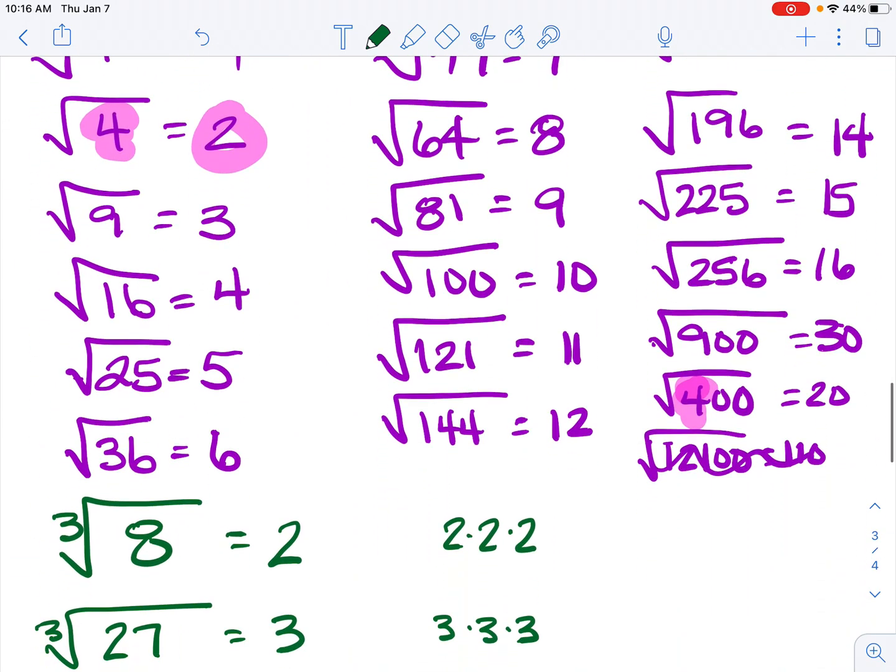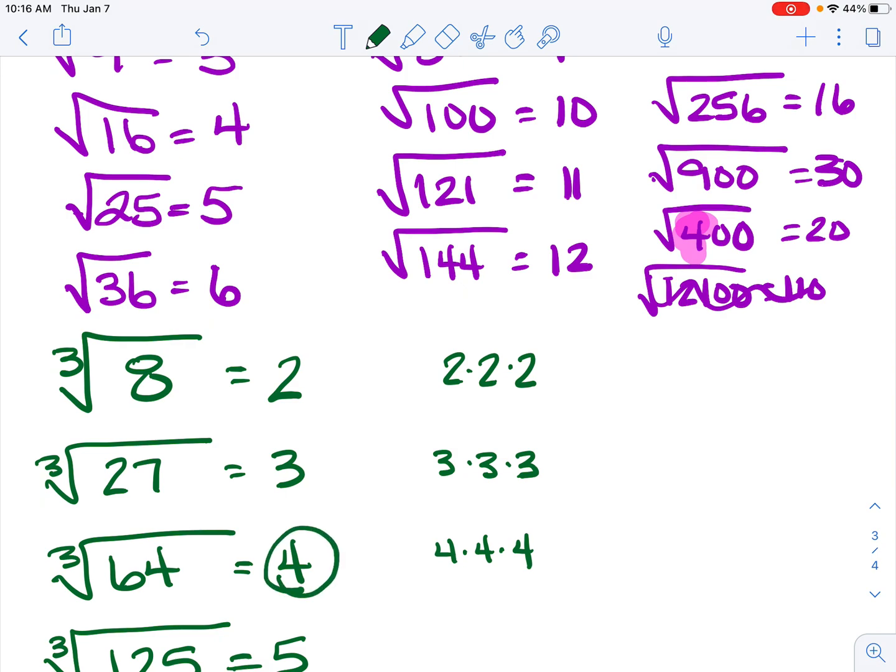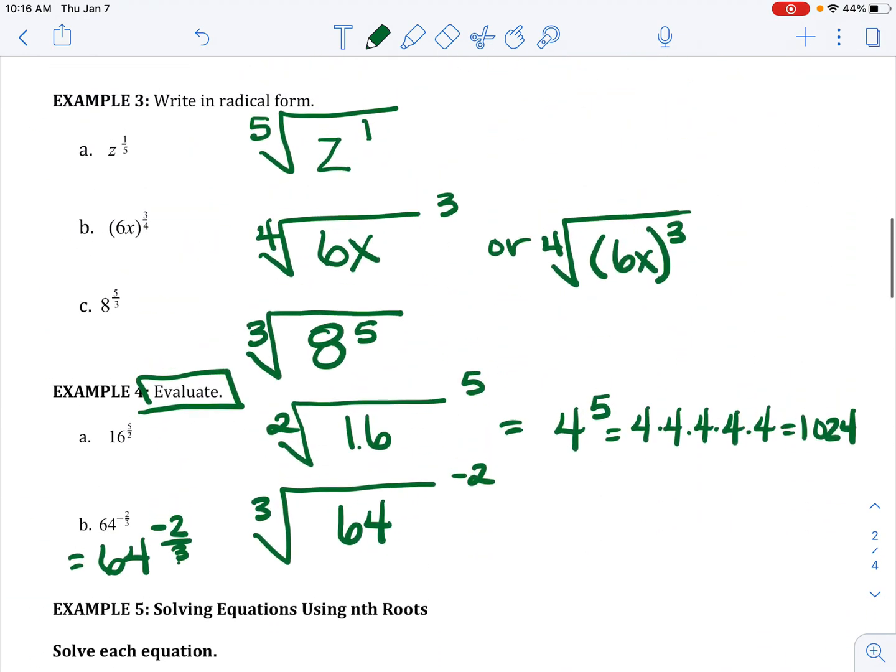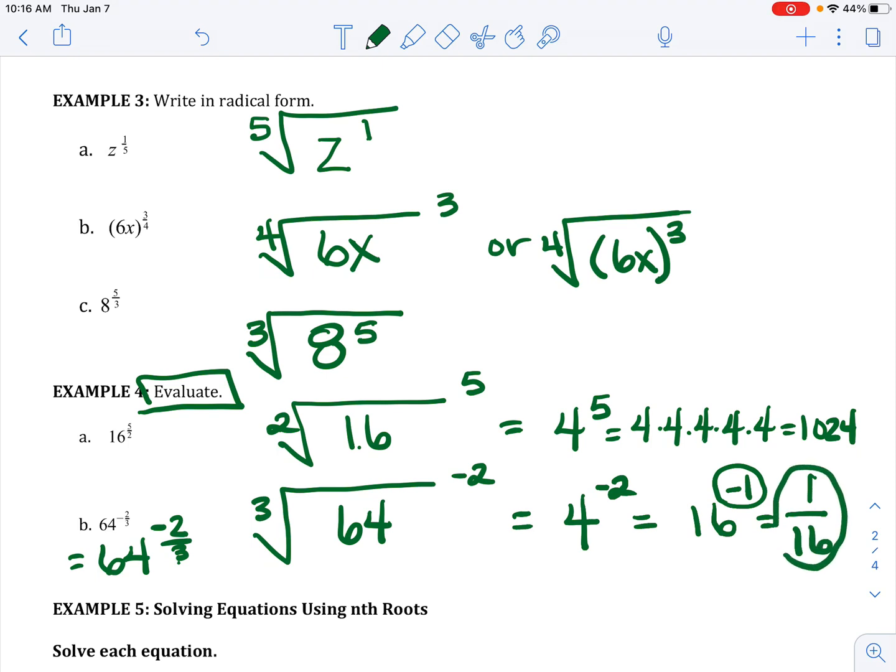So I can look down at my list. Do I know the cube root of 64? Oh, yes, I do. The cube root of 64 is 4. So I have 4 to the negative 2 squared. So 4 squared is 16 to the negative 1. So how do I deal with this negative 1? Well, that simply means it is going to be 1 over 16. So our final answer is 1/16.